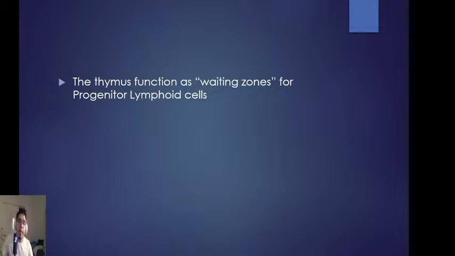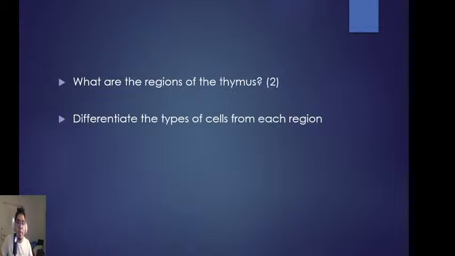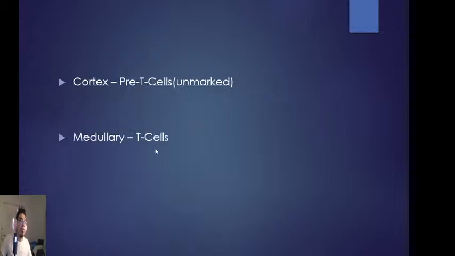Now, speaking of the thymus, there are two regions of the thymus. Again, they have structures similar to the spleen and lymph nodes: the cortex and the medulla. But the difference is that there are pre-T cell progenitors in the cortex. Pre-T cells are basically immature T cells. And in the medulla, you're going to see the mature forms.